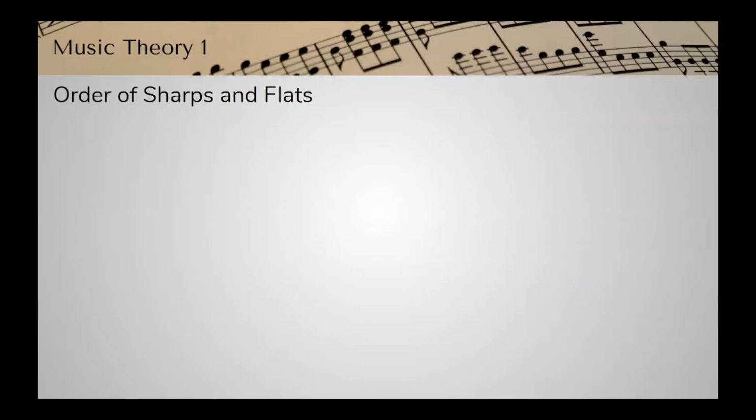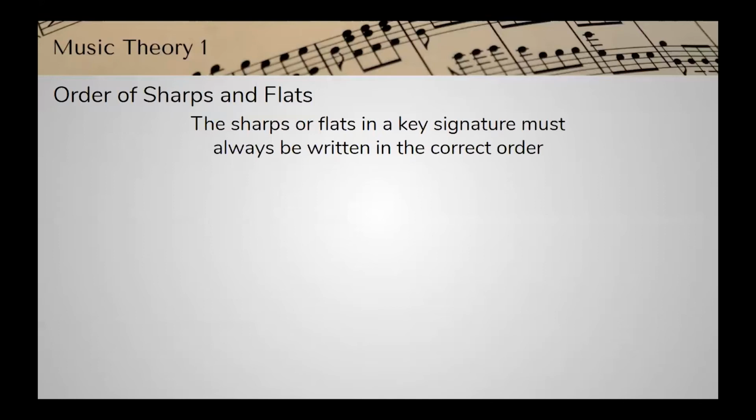Let's talk about something pretty important, which is the order of the sharps and flats. Okay, so you can't just put the flats in any random order. They have to be in the correct order. Okay, so the sharps, they go F sharp, C sharp, G sharp, D sharp, A sharp, and then E sharp, and then finally B sharp. There's lots of mnemonics that help you memorize that. Ironically, I can't remember any of them right now, but I can let you guys look that up on your own.